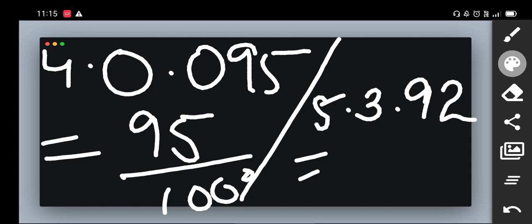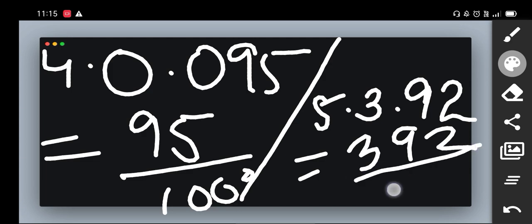Now our next question. 3.92. Now first the decimal part. What number? 92, and that is 2 digits. And 100 also has 2 zeros, and this starts from 10 and ends in 100. So the answer is simple. 392 upon 100, because 100 has 2 zeros. In the decimal part also there are 2 zeros, and it's in the 100th place. So this was exercise 3. Now let's solve exercise 4.